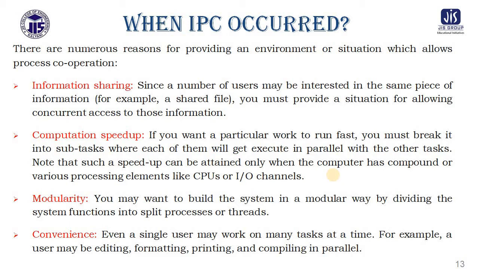So what do we mean by information sharing? Since a number of users may be interested in the same piece of information, for example a shared file, you must provide a situation for allowing concurrent access to this information. Assume there is a file or memory location in your computer in sharing mode, so that at the same time more than one process can access the file and retrieve the information from it. This kind of situation can also occur in inter-process communication.